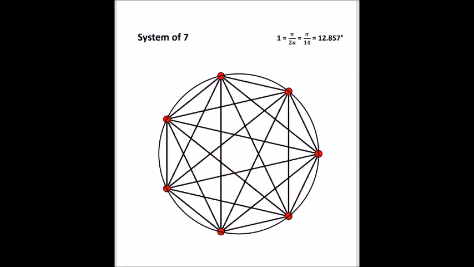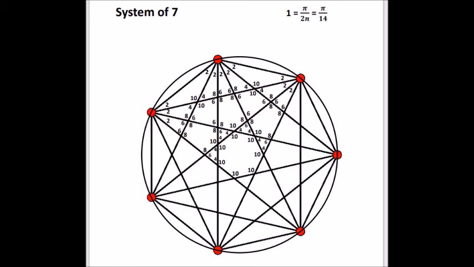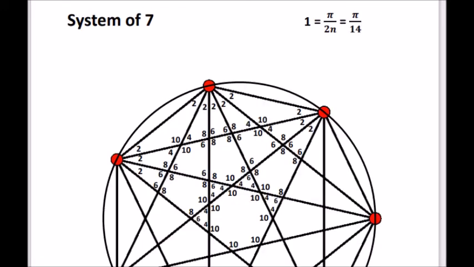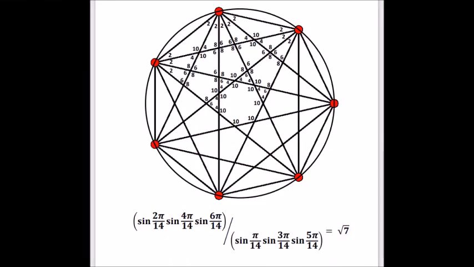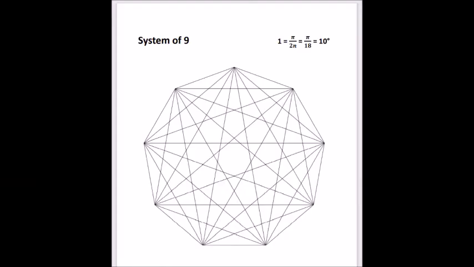So now let's look at the system of 7, which consists of the heptagon and both versions of the 7-star polygon. Here the base angle is defined as pi over 2n, or pi over 14. The angles in the system are defined here in multiples of the base angle. And as we saw earlier, we have this interesting ratio of the sines of multiples of the base angle that is equal to the square root of 7. Well, now let's look at one more system.